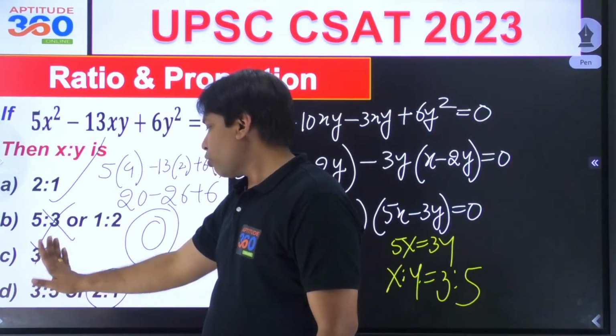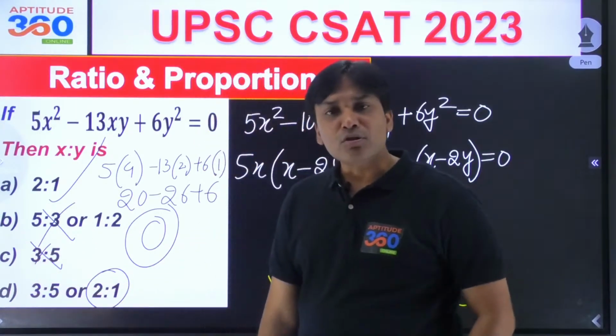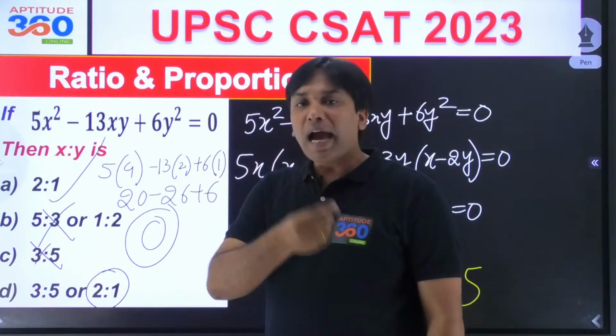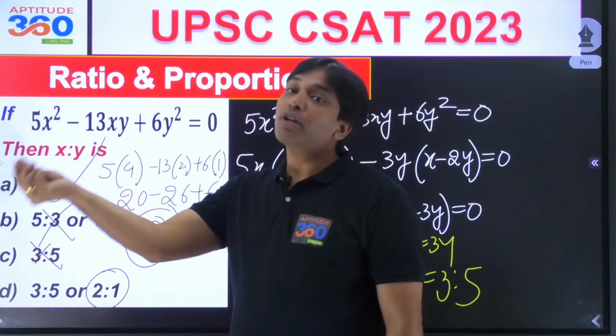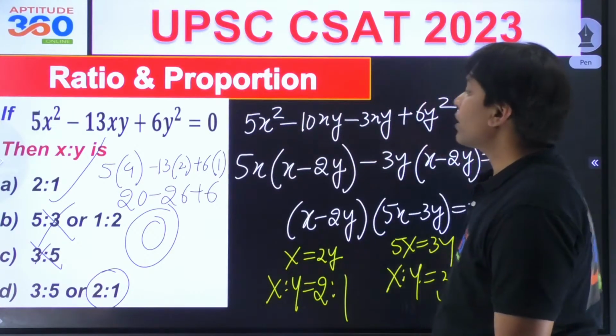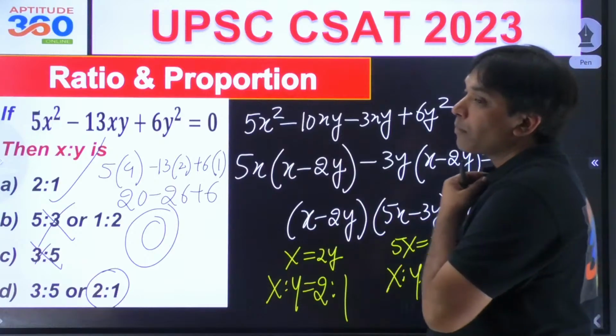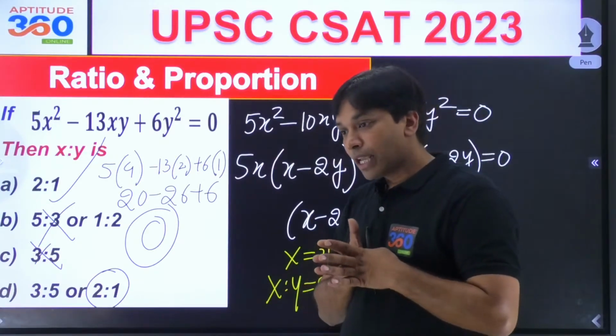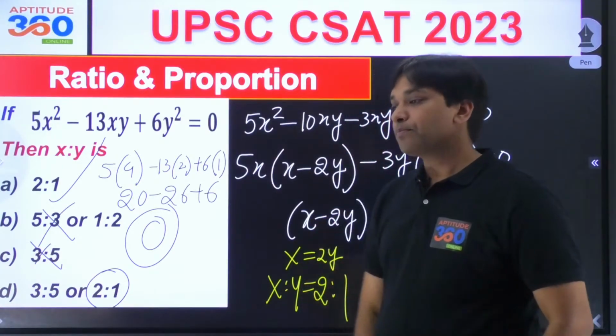This cannot be the answer only. So you check for 3:5 also. You plug in A as 3 and B as 5 and see if you're getting 0 on the right hand side. Is that okay with everybody? Is that okay? Haji, let me know if you're understanding this thing.